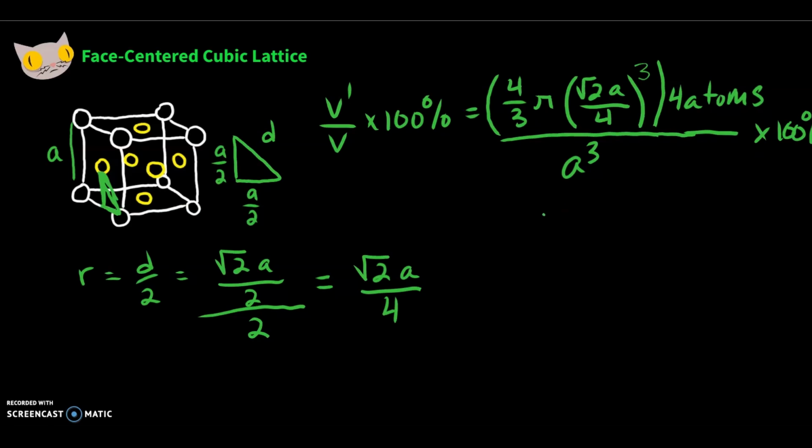Now this is going to give us 74%, and you can verify that with a calculator. So 74% of the space within the unit cell is occupied by the atoms.